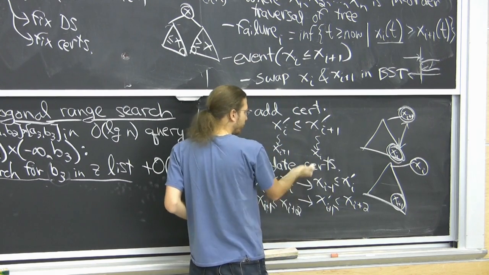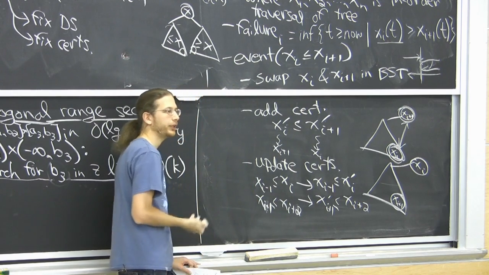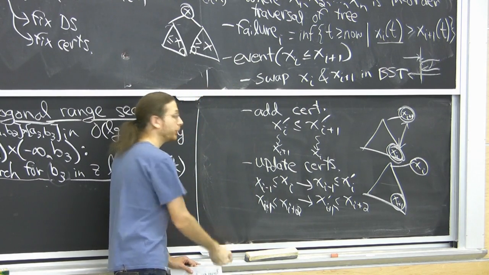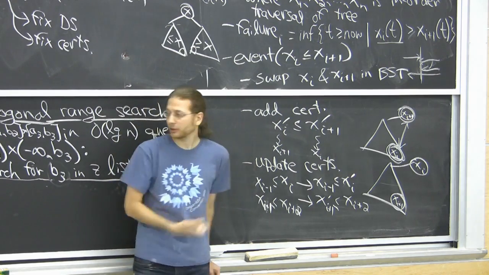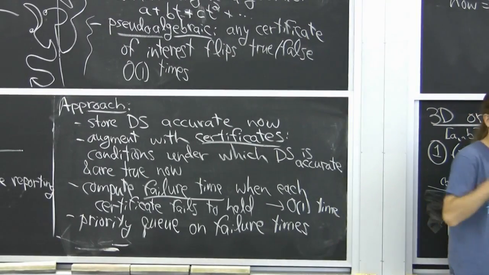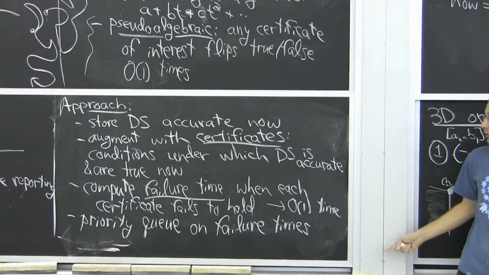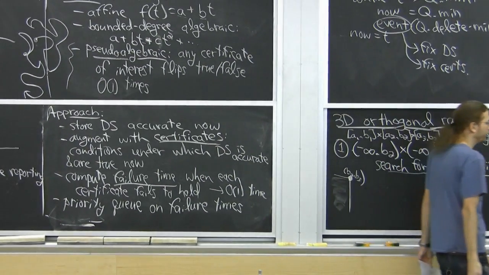Okay, basically wherever the primes happen, which is xi and xi plus 1, whatever certificates they're involved in, you have to update them, meaning rip out the old one, put in the new one. And the main issue here is that you have to maintain the priority queue. So you've got to take them out of the priority queue, recompute their failure times, put them back in the priority queue with that failure time.